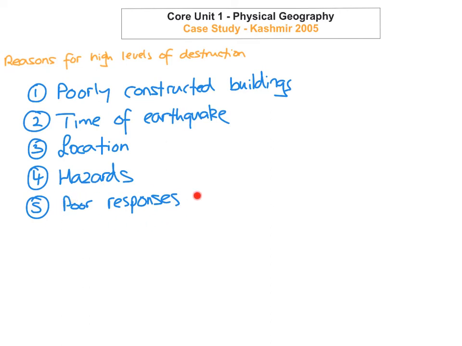Another thing that showed really poor response on the behalf of Pakistan for this Kashmir earthquake was that many places were inaccessible due to being in deep valleys or up in mountainous areas, and the only way they could get to them was by the use of helicopters. They couldn't get through on the ground because of the severe weather conditions. So they weren't prepared for dealing with an earthquake and then being able to deal with these poor weather conditions that followed.